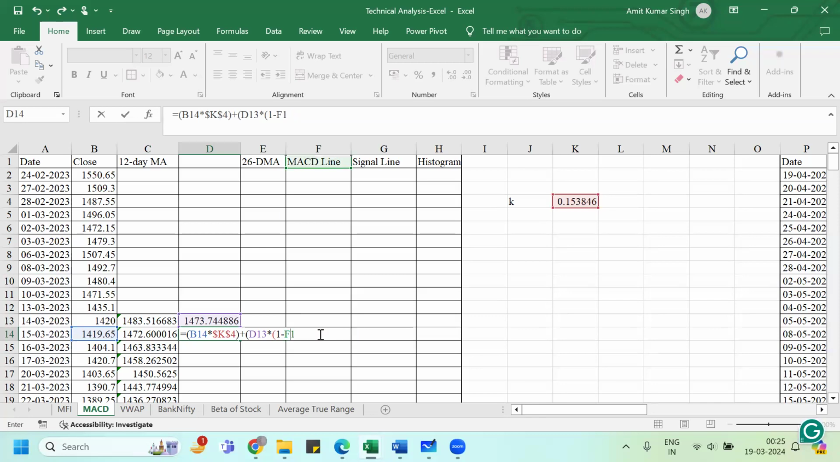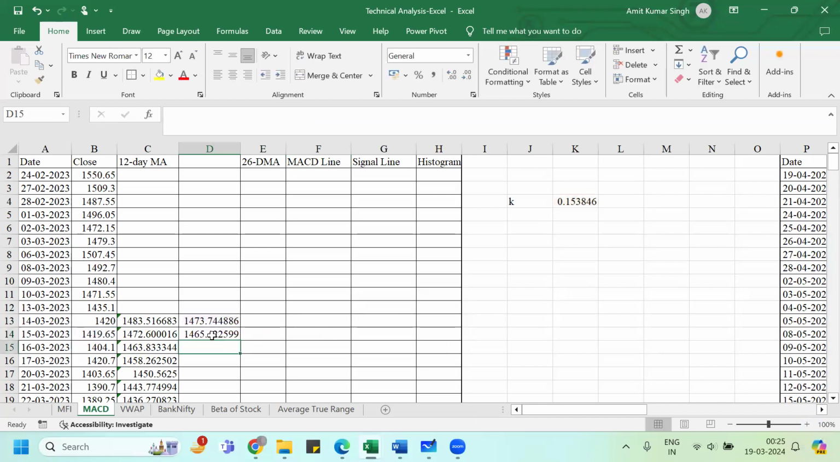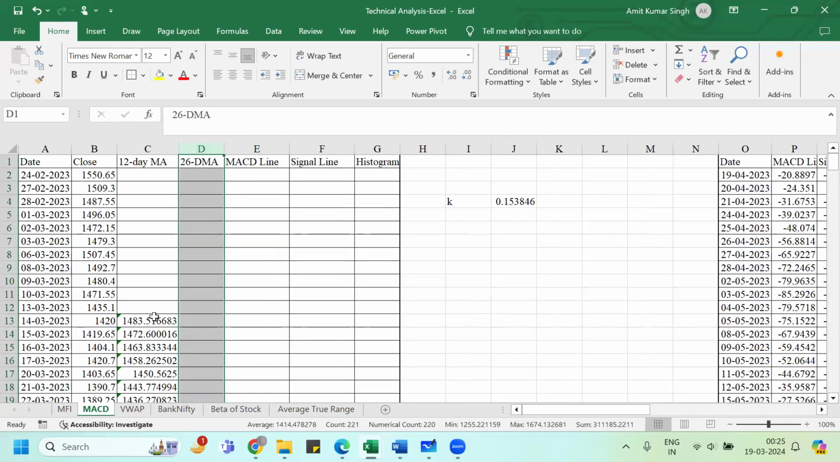So let me write K4 and fix this cell. Okay, so now I got this data. Now if I double click, I'll get the exponential moving average of all the days. Clear everyone? Here, for simplicity, I have used the simple moving average only. So you know how to find the average. Either you can do the sum of data divided by 12, or you can use the average function.